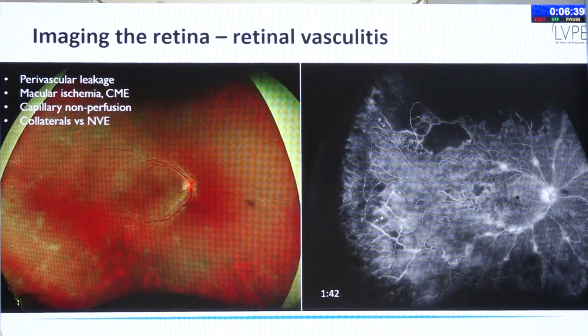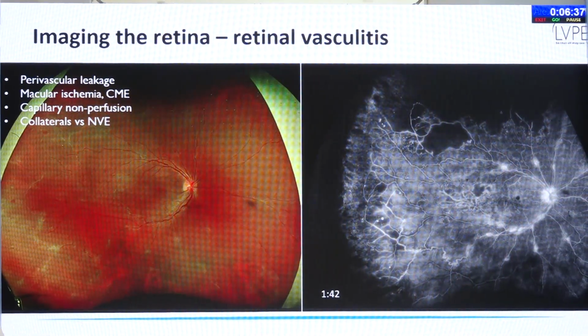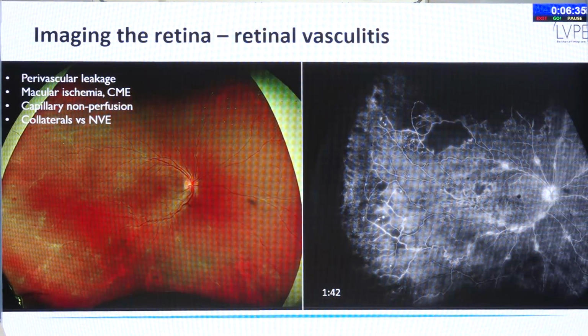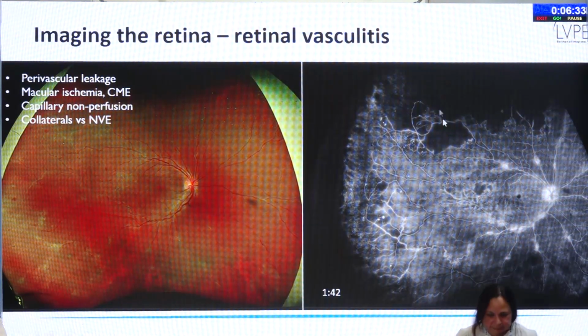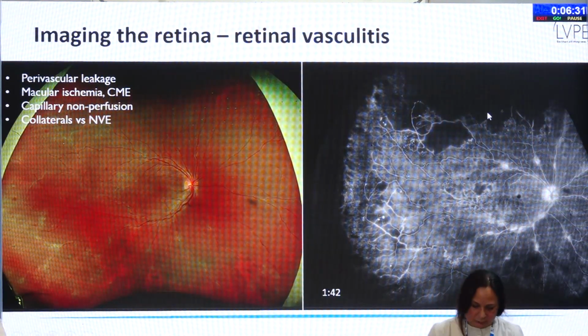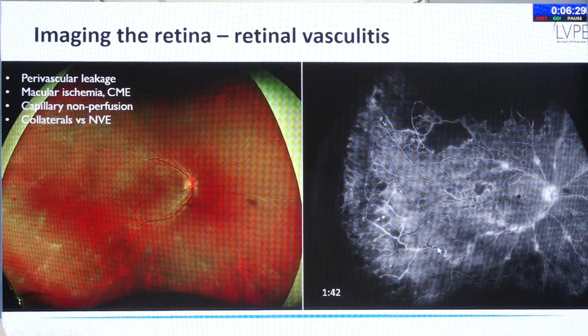Then the macular ischemia or CME identified by the petaloid pattern. The areas of capillary non-perfusion, you see large ones over here superiorly. And sometimes you can differentiate, as you can see here, between collaterals and the NVE.